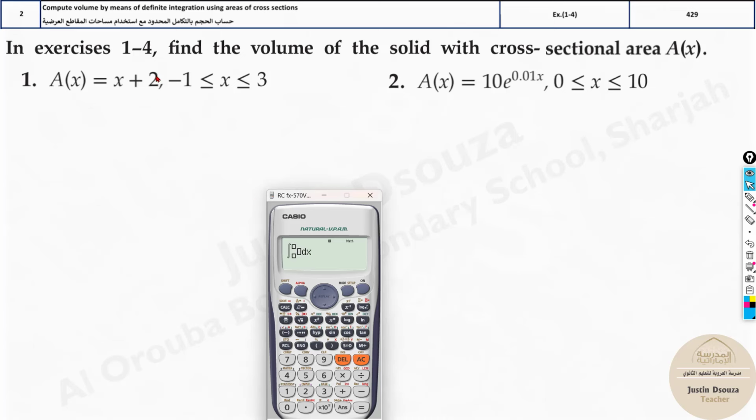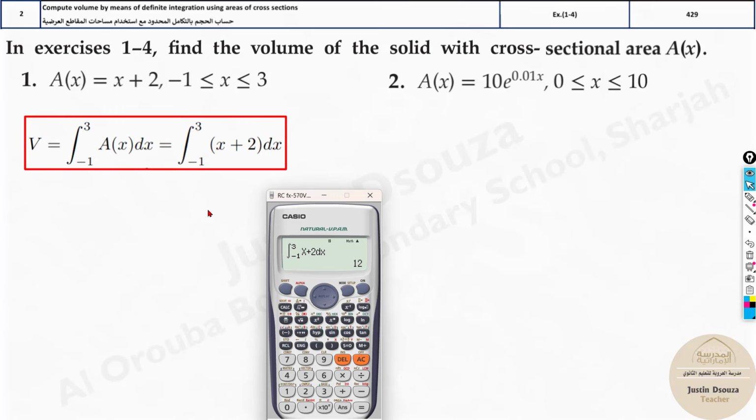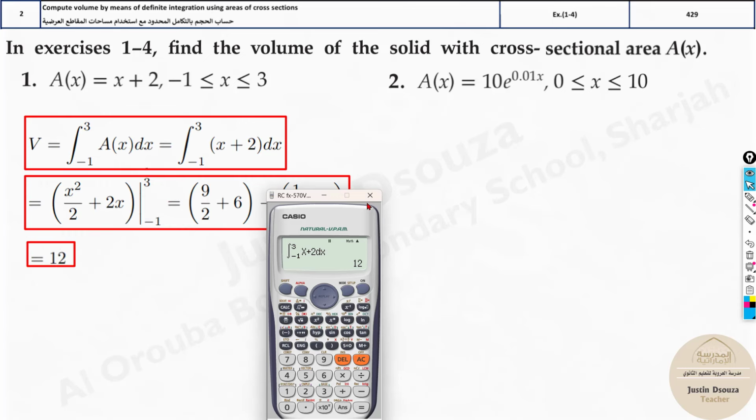This is the formula. Then area. Over here, what is the area? It's alpha x plus 2. What are the limits? It's from -1 to 3. This is the easiest of all. The area is 12 units square. You can see that's the answer. Sorry, it's not unit square, it's unit cube because we are finding the volume.